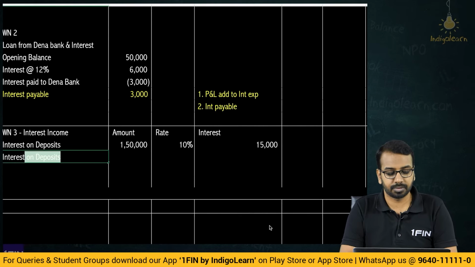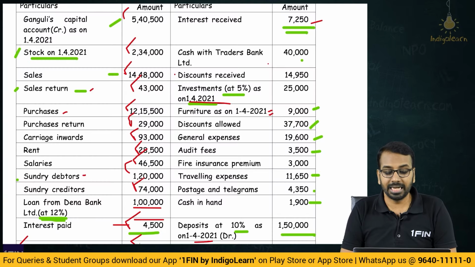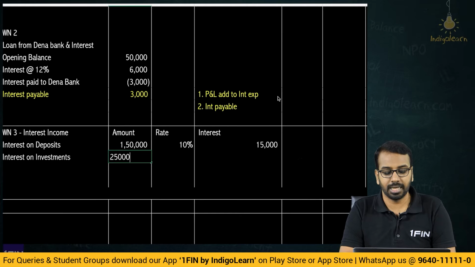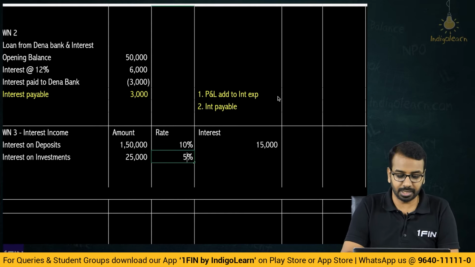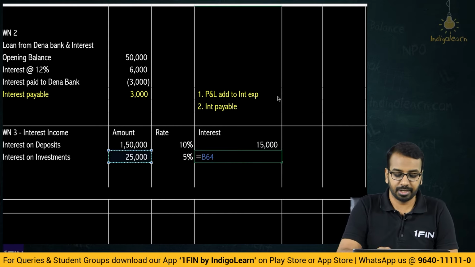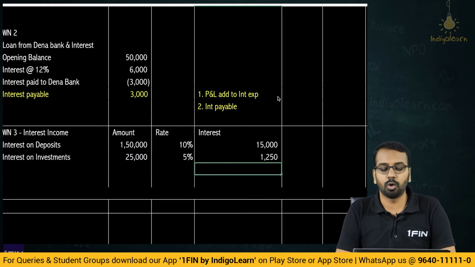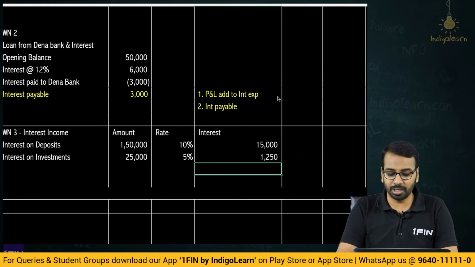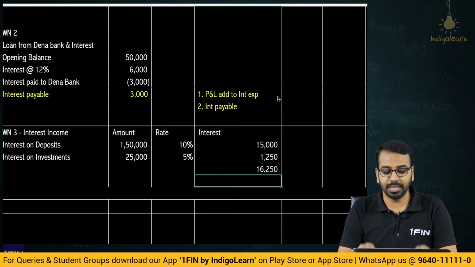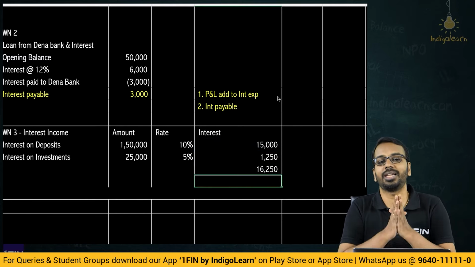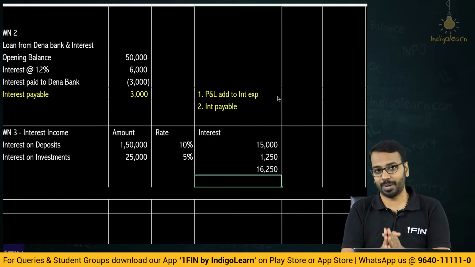Then interest on investments. How much is the investment value? Investment value is given to be 25,000. Income is 5%. On 25,000, how much is 5%? 25,000 into 5%, you get 1,250. So what is the total? 15,000 plus 1,250. 16,250 is the total interest income from investments and deposits.